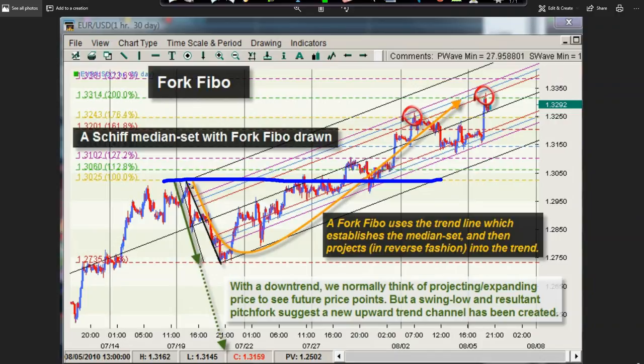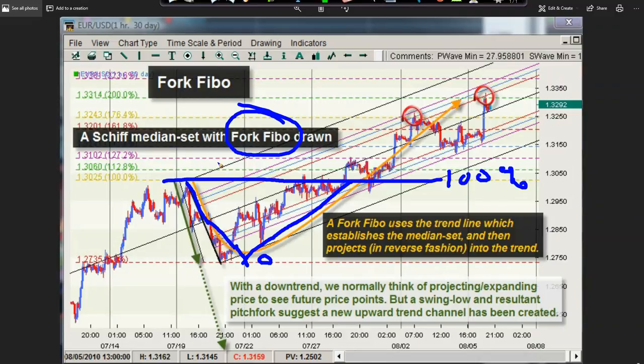So in other words, we're doing a retracement, come down to here, this would be our zero line, and now we're going up 23, 38, 50, 61.8, 78.6, 88.6, 100%. So anything beyond 100% then, we're actually projecting up into this pitchfork. And I called it a fork Fibo.